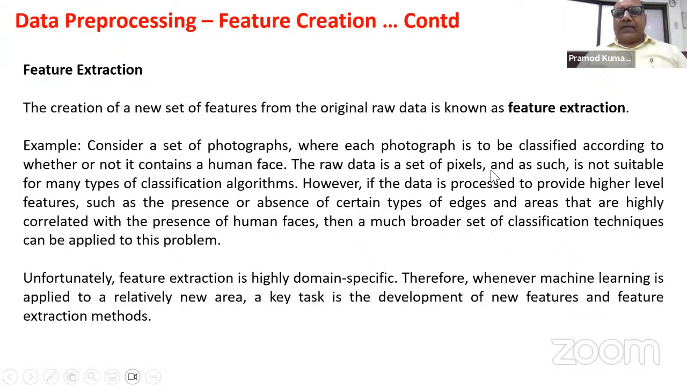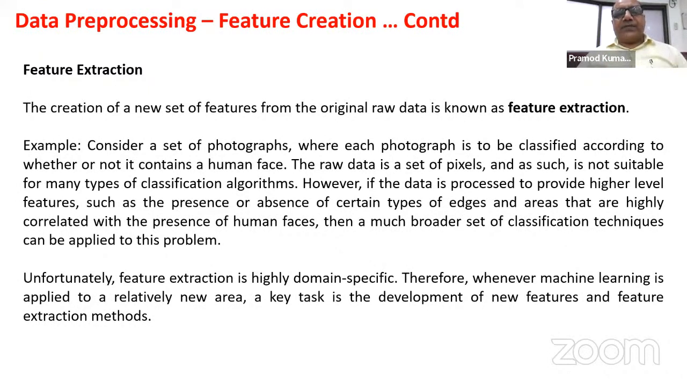The raw data is a set of pixels and as such is not suitable for many types of classification algorithms. We know that in a computer, images are stored in raster form, and raster images consist of pixel values. If it's black and white, a gray scale, it will be 0 to 256. And if it's a colored image, then three channels will be there. It depends on the size, how many colors can be taken. Anyway, don't go into those details. So pixel information is given.